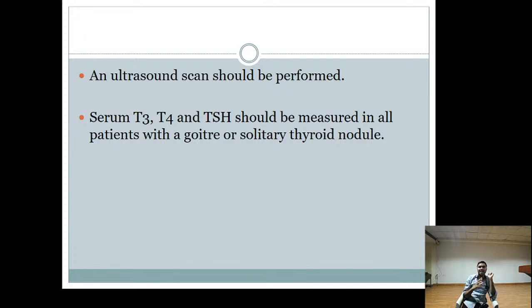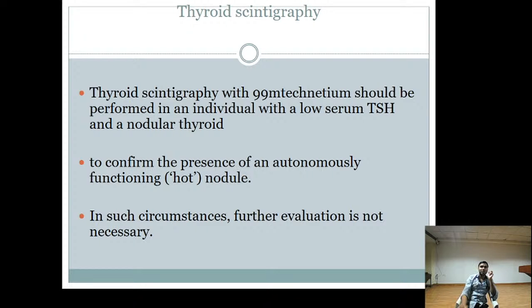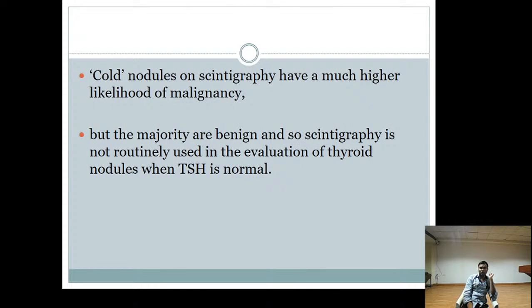First, ultrasound scan should be performed, and T3, T4, TSH levels should be taken. Thyroid scintigraphy. Thyroid scintigraphy with 99m technetium should be performed in individual with low serum TSH and nodular thyroid. You should differentiate, is it hot nodule or cold nodule? There is increased secretion in hot nodule and no secretion in cold nodule. Cold nodules have high likelihood of malignancy, but majority are benign, so scintigraphy is not routinely needed.